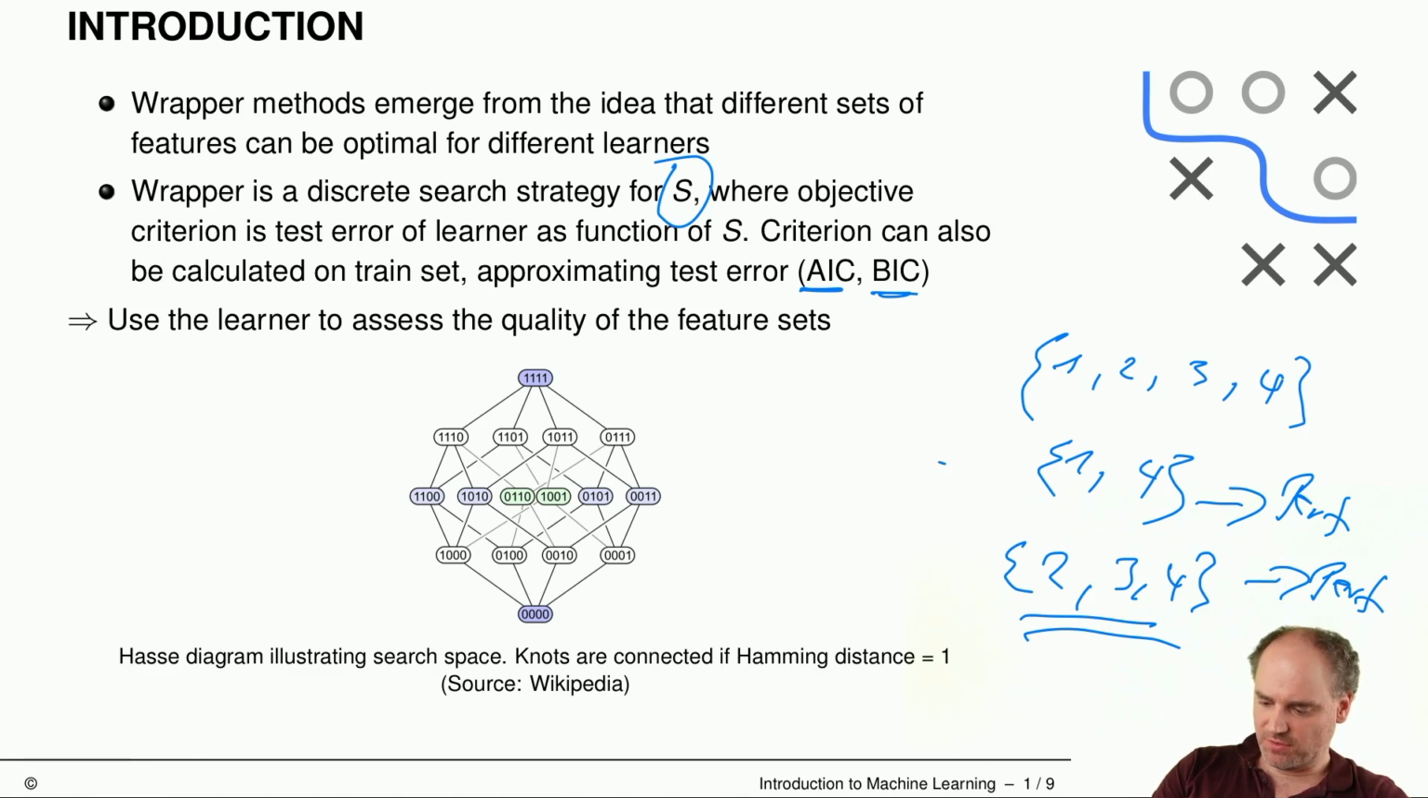So if I wanted to represent this set here with 1, 4, I would say, well, that feature is in, and that feature is also in, and these two are not in. So I'll do a 1, 0, 0, 1 vector.